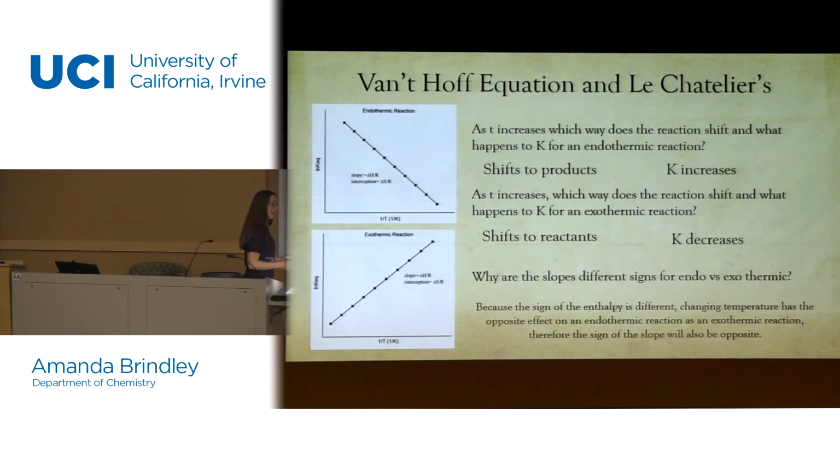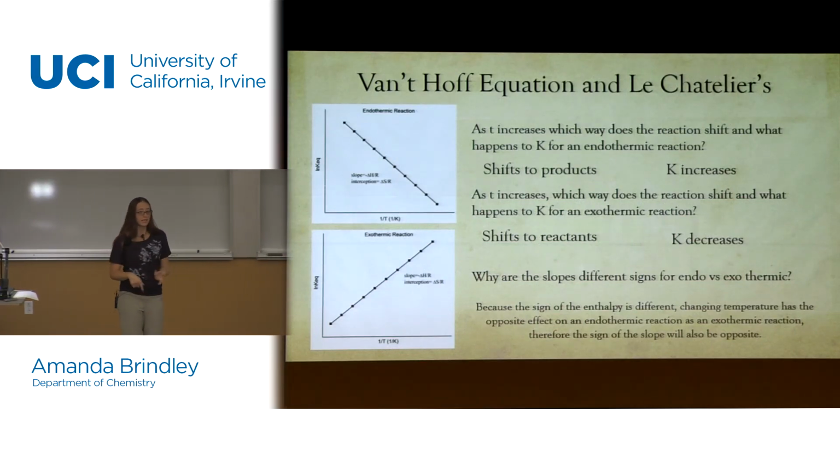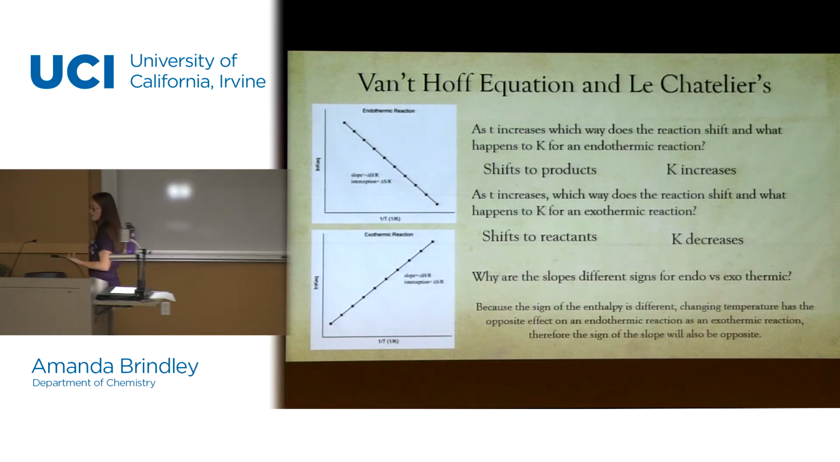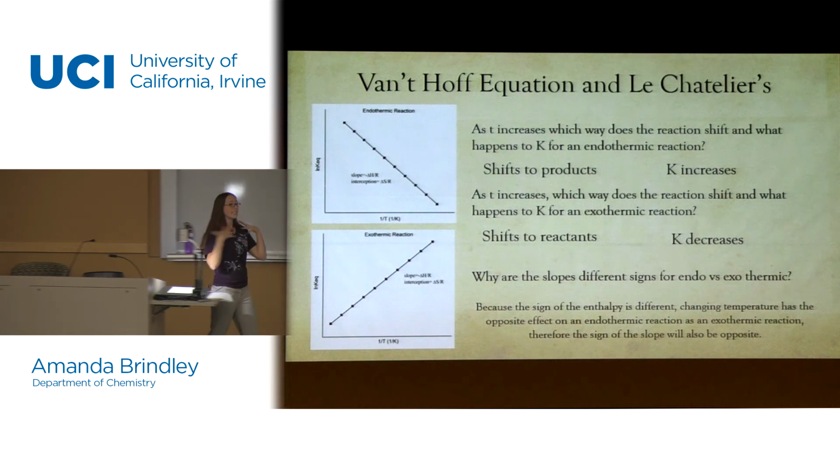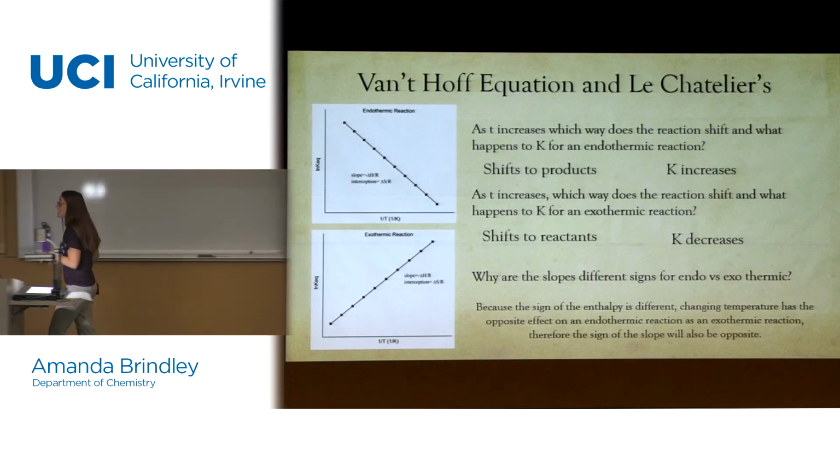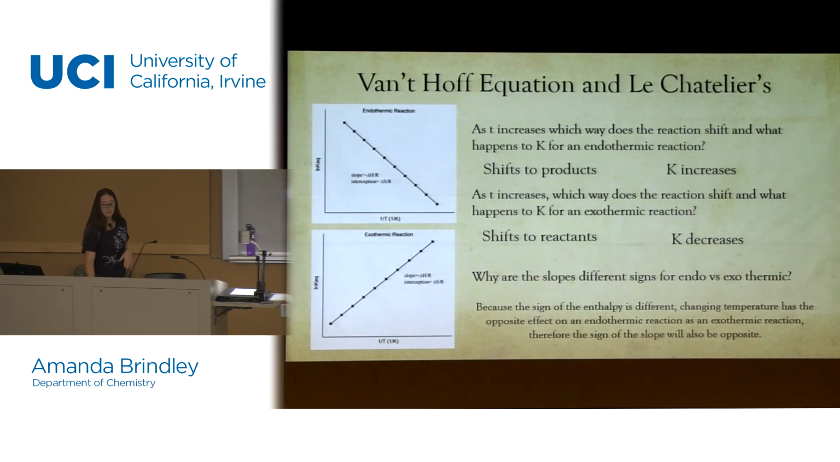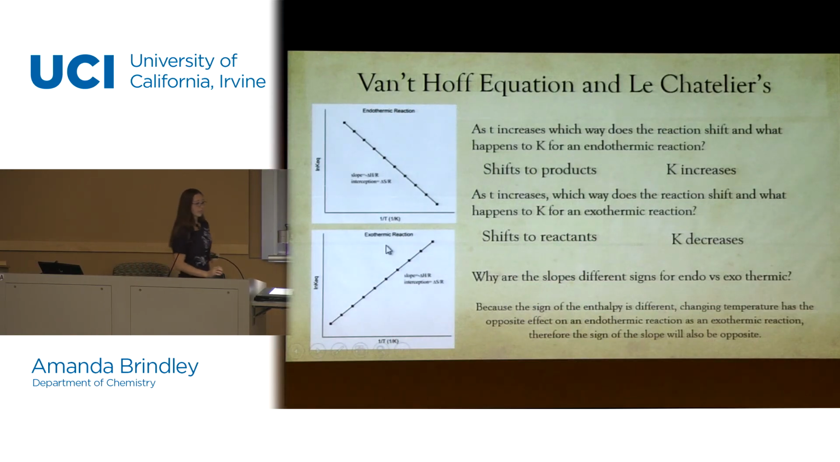Now, with that being said, you don't actually have to memorize the slopes, which one's endothermic and which one's exothermic, because all you need to know is that the slope is the negative delta H over R, and you can get it. For an endothermic reaction, what is your delta H? Is it positive or negative? It's taking in heat, so it's positive. The slope is always the negative delta H. So if delta H is positive, what's your slope going to be? Negative.